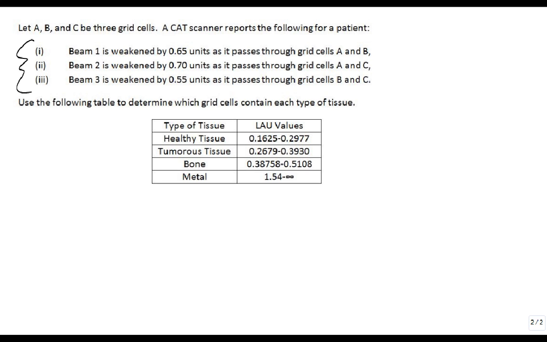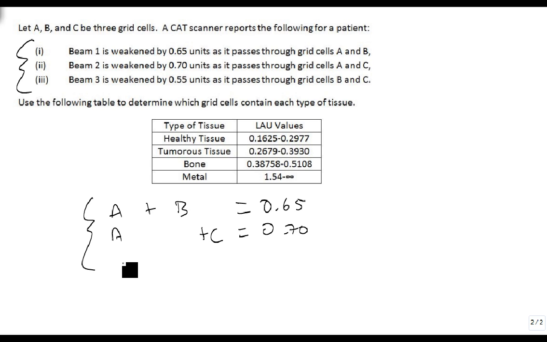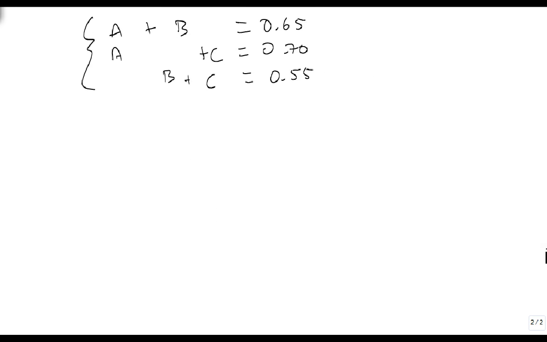So we're going to get the equation for beam 1. We get the equation that A plus B is equal to 0.65. For 2, we're going to get A plus C is 0.7. And for 3, we're going to get B plus C is 0.55. And so we're going to solve this first, and then we'll come back to that table again in just a moment.